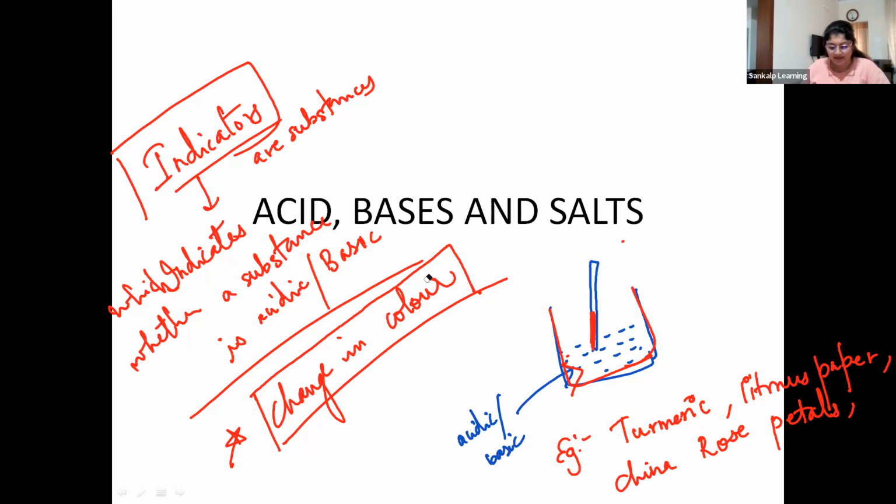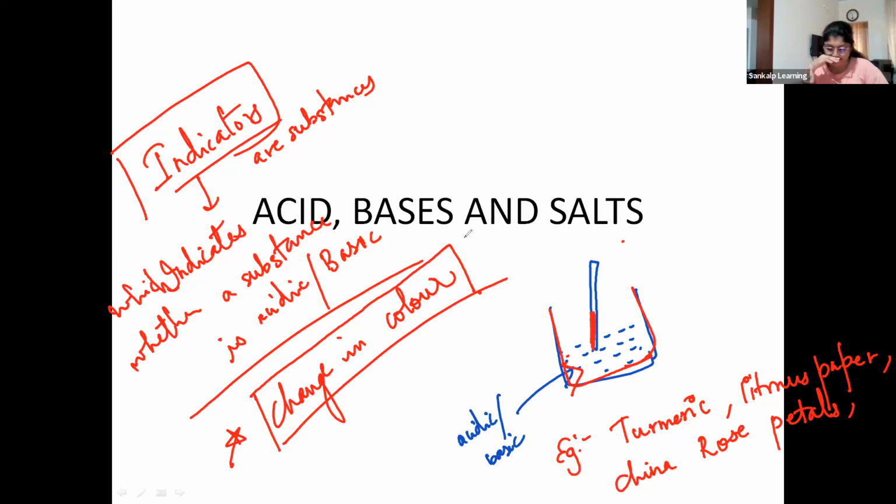The indicators change their color when added to a solution containing an acidic or a basic substance.